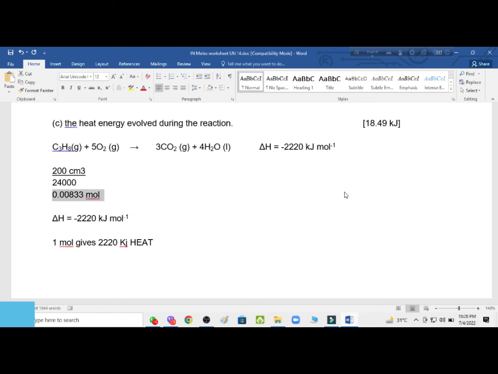And what mole do you really have? Not 1 mole, but this mole. If you burn this mole, what heat will you get? So you can multiply 2220 into 0.00833. You multiply this with 2220 and get 18.49. Okay, this is the kilojoules of heat you get. So this is the answer given in the question.